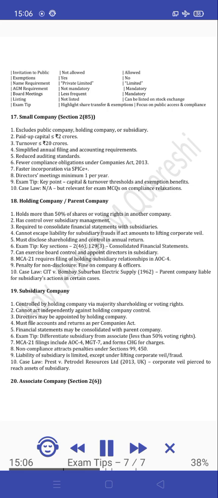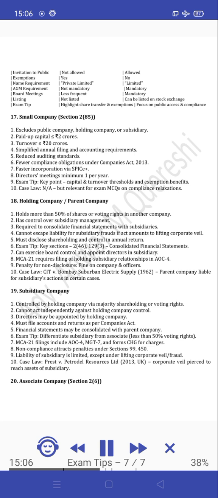17. Small company, section 285. 1. Excludes public company, holding company, or subsidiary. 2. Paid-up capital is less than or equal to 2 crore rupees. 3. Turnover is less than or equal to 20 crore rupees. 4. Simplified annual filing and accounting requirements. 5. Reduced auditing standards. 6. Fewer compliance obligations under Companies Act, 2013.